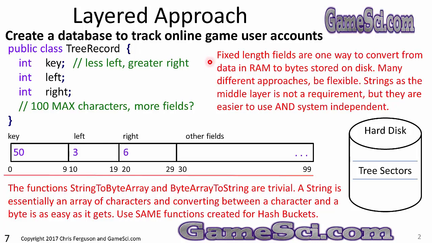Fixed length fields are one way to convert data in RAM to bytes stored on disk. There are many different approaches. Be flexible. Strings as a middle layer is not a requirement, but they are easier to use and system independent. The functions string to byte array and byte array to string are trivial. A string is essentially an array of characters, and converting between a character and a byte is as easy as it gets. Use the same functions created for hash buckets, and you've solved half the problem already.